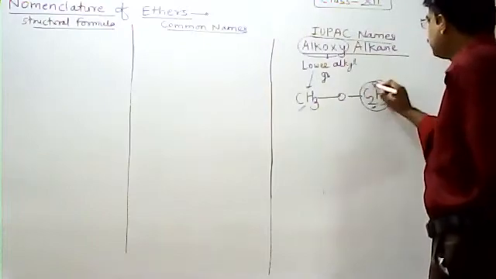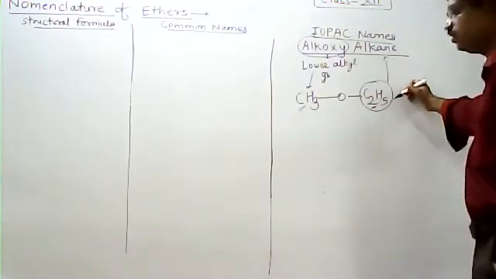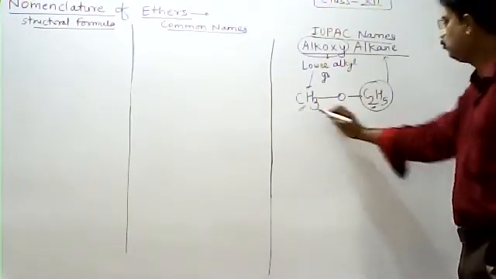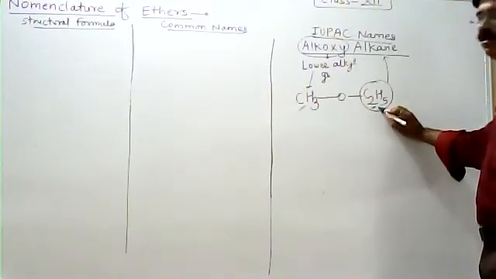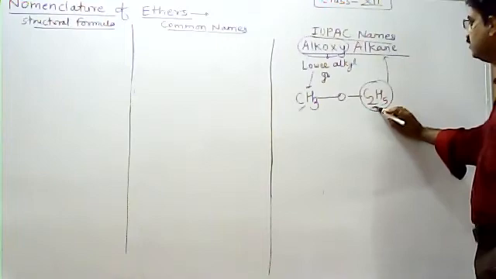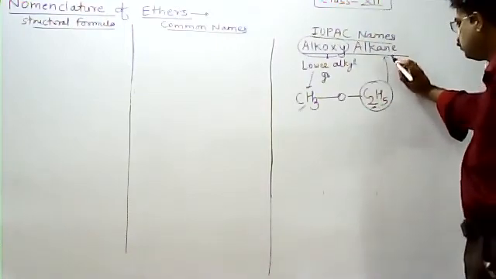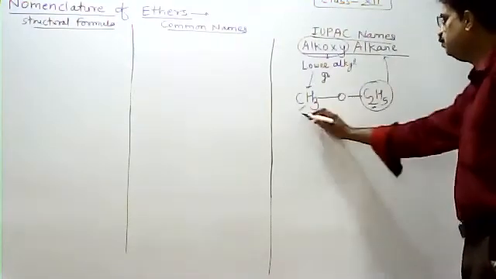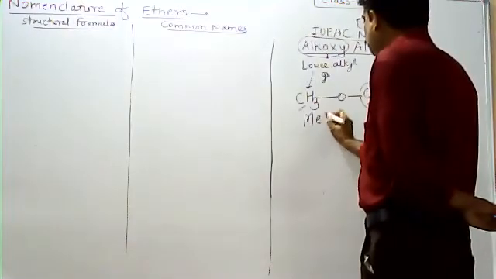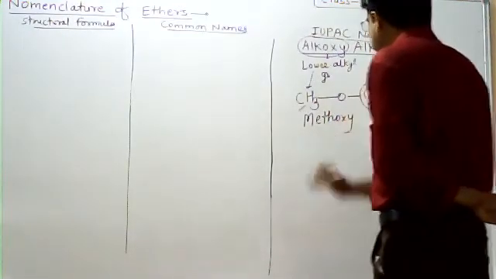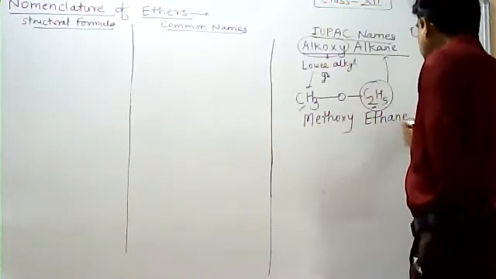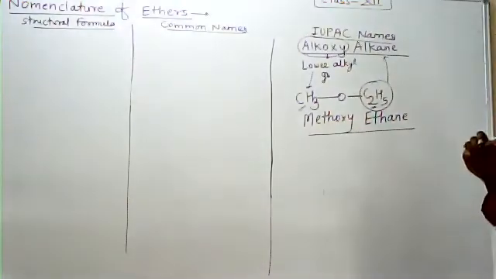Then the higher alkyl group is considered to be the alkane part. This is the higher alkyl group, the ethyl group, containing two carbons, and this one contains only one carbon. So this is the lower alkyl group, and this one is the higher alkyl group. The higher alkyl group is considered the parent alkane. So ethyl becomes ethane. The lower alkyl group is considered as alkoxy, so methyl becomes methoxy. And the alkane is ethane. So methoxy ethane is the name. Methoxy ethane is the name.